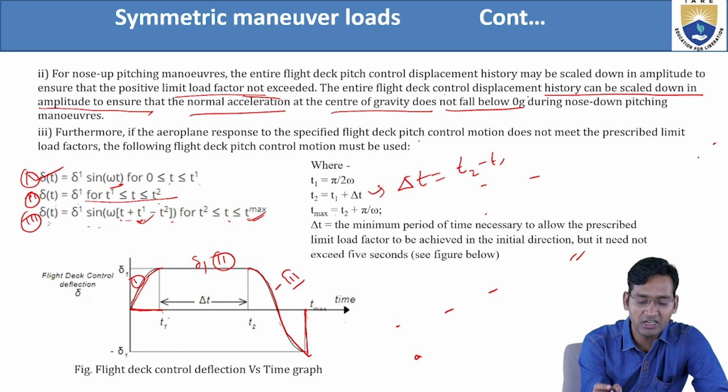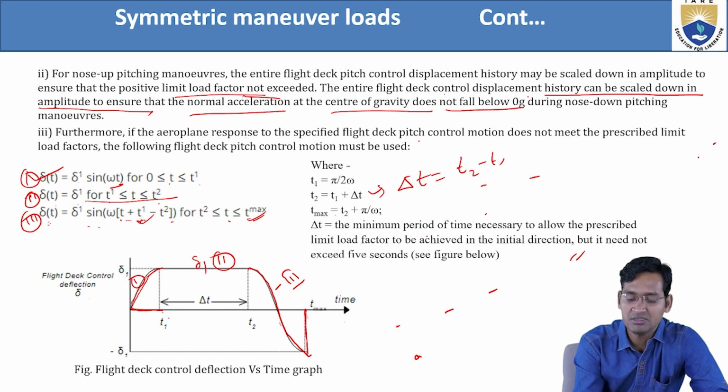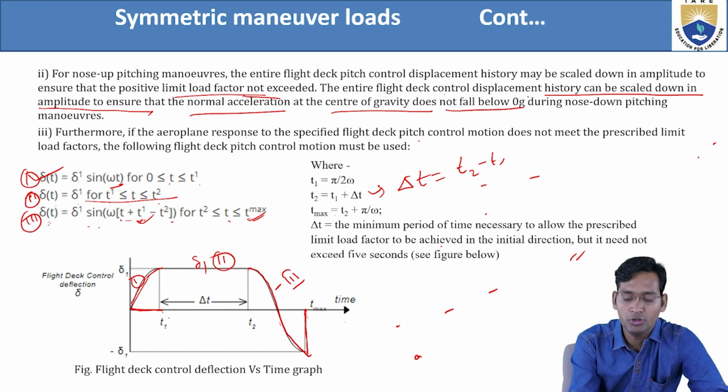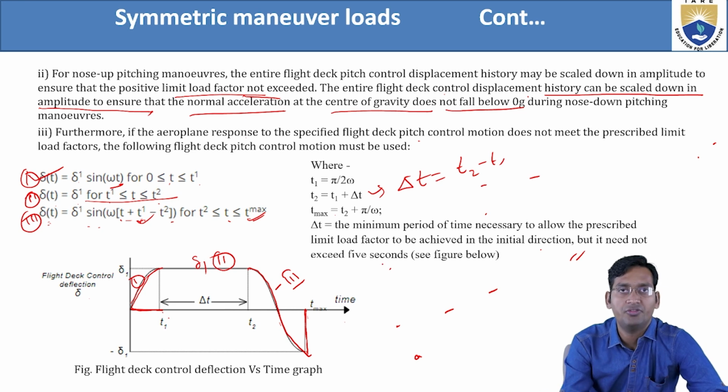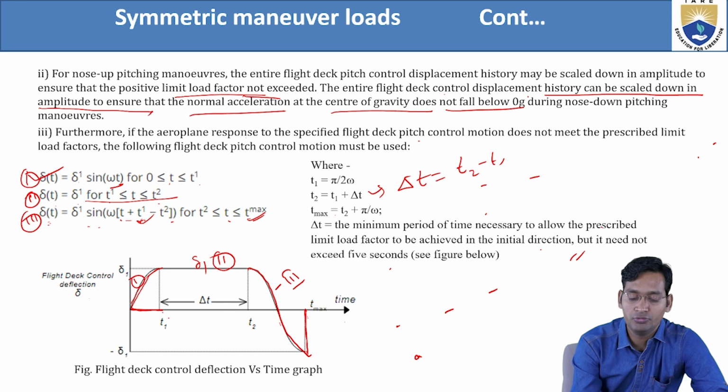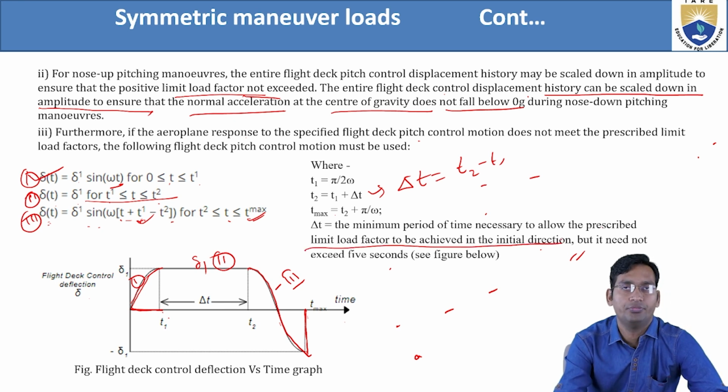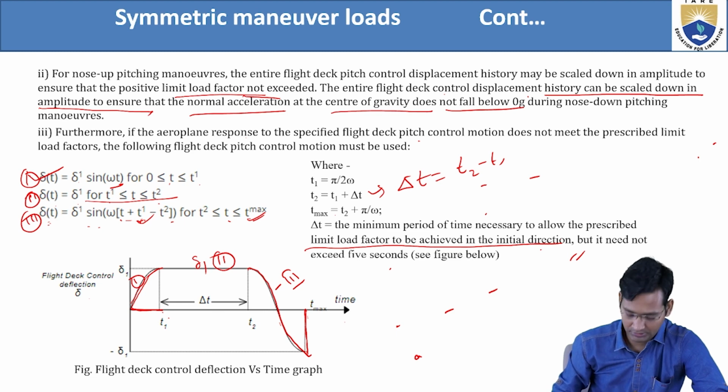Now let's see what delta t is here. Delta t is the maximum period of time necessary to allow the prescribed limit load factor to be achieved in the initial direction, but it need not exceed 5 seconds. So its value is 5 seconds at most, it should be less than 5 seconds. But what is it? It is the time to allow the limit load factor to be achieved in its initial direction. Right? That is the delta t.